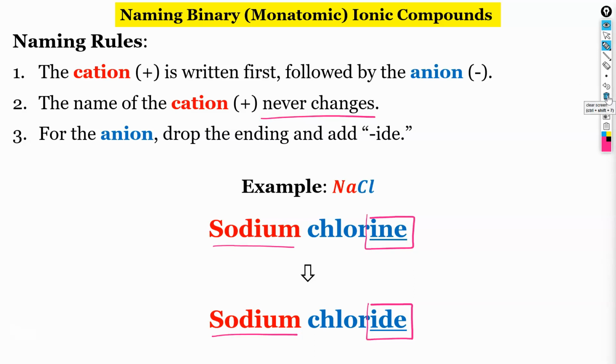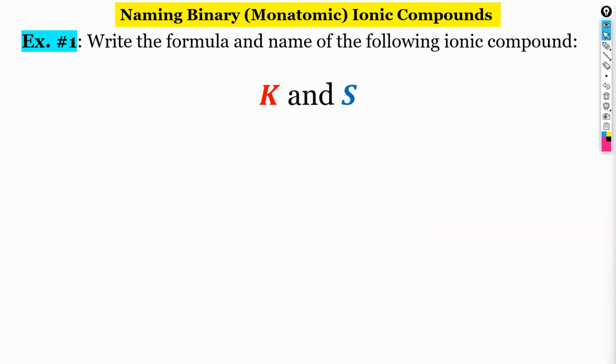Let's take a look at a few examples. The example says, write the formula and the name for the following ionic compound. So let's start with the name. So first of all, if you notice, we have K, which is potassium. Okay, so I'm going to go ahead and start by writing that out. So potassium. Okay, and then we have S, which is sulfur. Okay, now we don't leave it as sulfur. We want to change the ending to IDE.